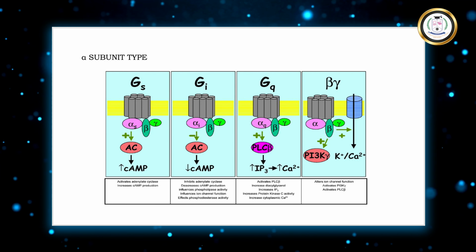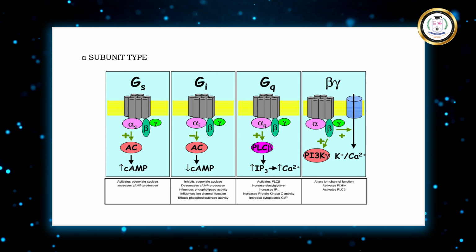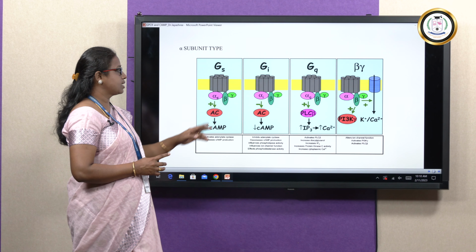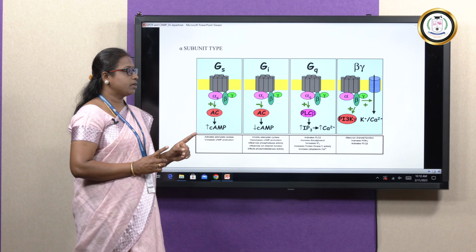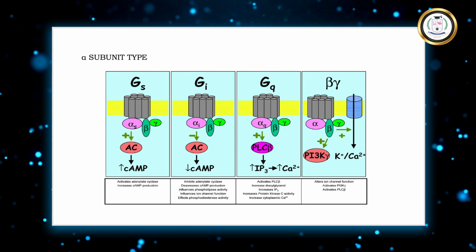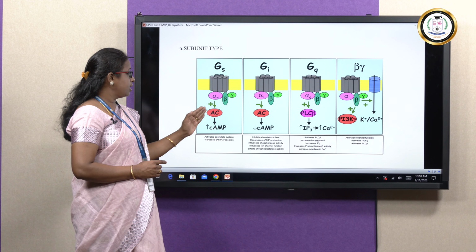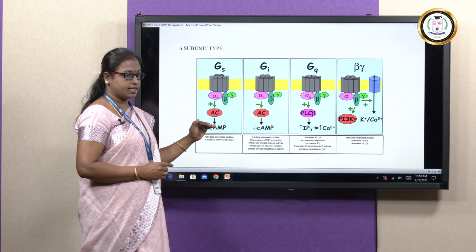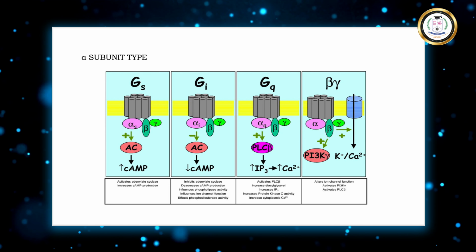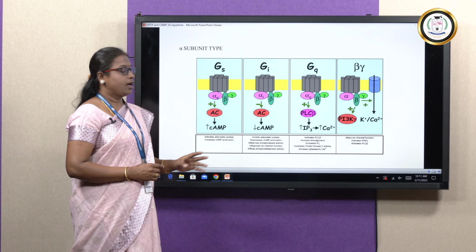There are different types of alpha subunits. These I have mentioned: Gs, Gi and Gq. These are the important alpha subunits for the secondary signaling process. And beta and gamma directly go and bind to the ion channels present in the plasma membrane. Coming to Gs, Gi, Gq: Gs will activate adenylyl cyclase activity. Gi will inhibit adenylyl cyclase activity. So one receptor can stimulate or inhibit the process. When coming to Gq, it will activate PLC beta, the phospholipase C beta enzyme.